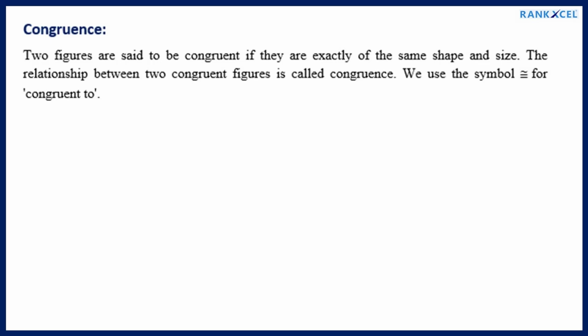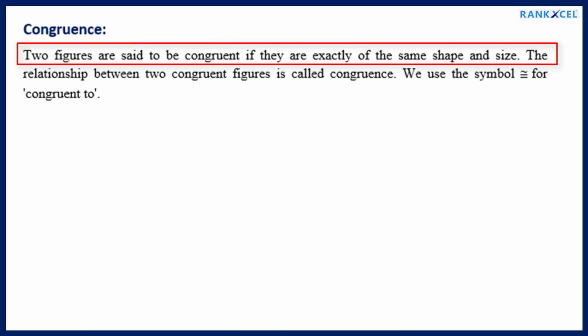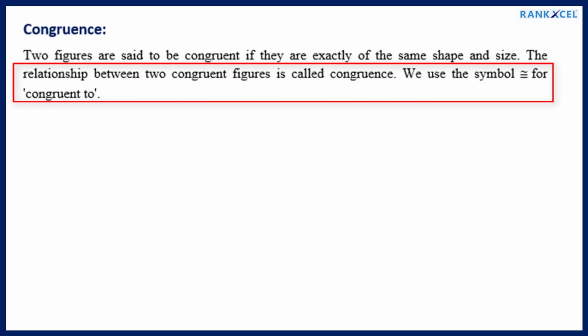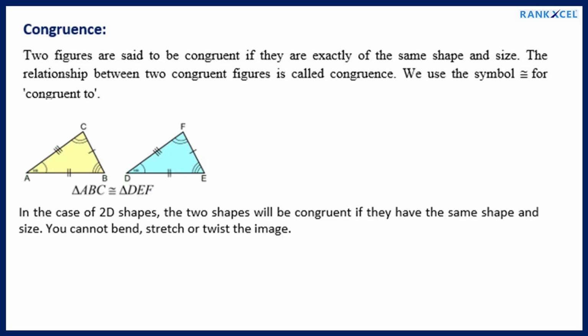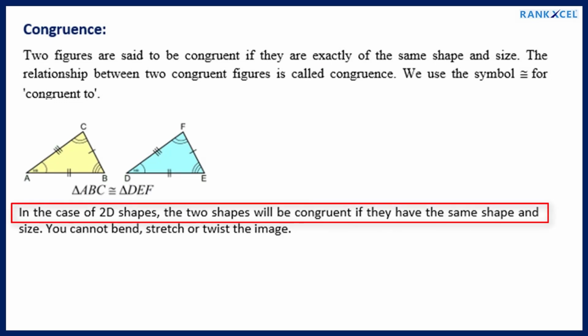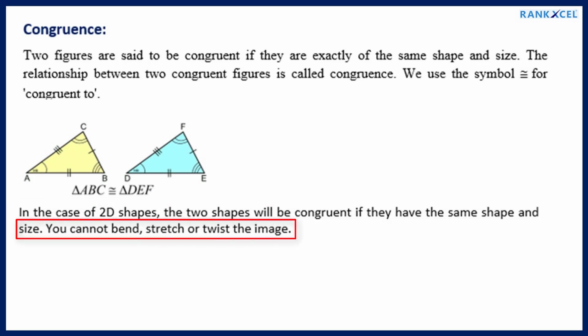Congruence. Two figures are said to be congruent if they are exactly of the same shape and size. The relationship between two congruent figures is called congruence. We use the symbol ≅ for congruent too. In the case of 2D shapes, the two shapes will be congruent if they have the same shape and size. You cannot bend, stretch or twist the image.